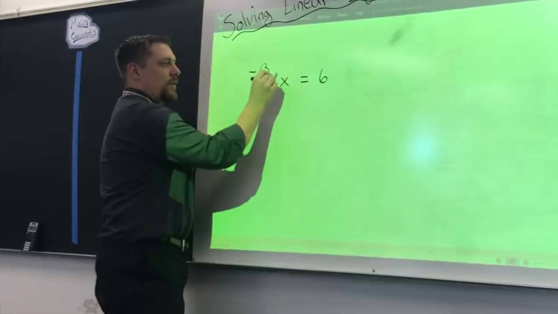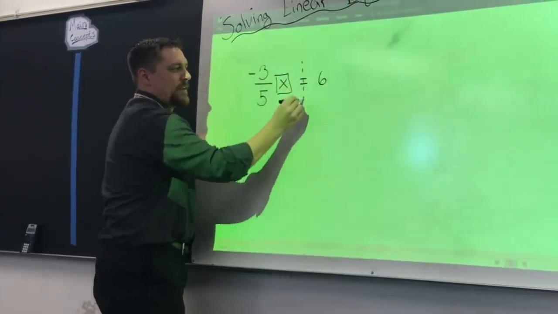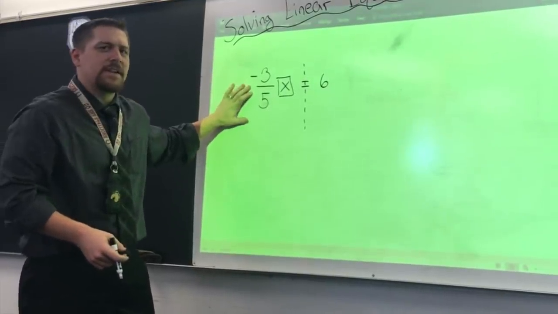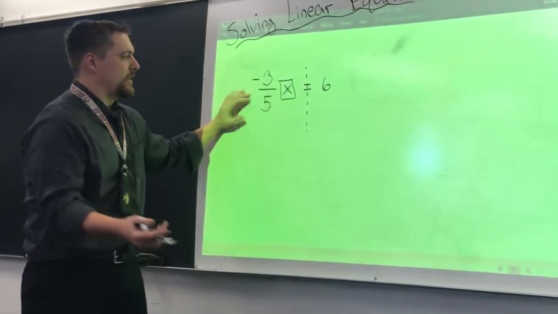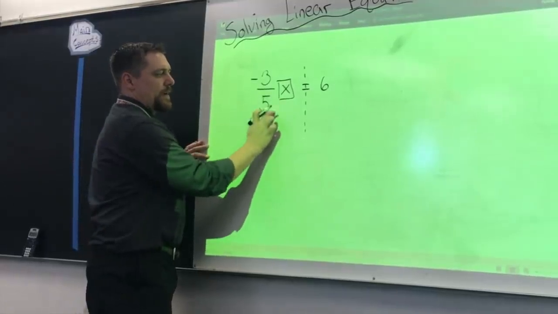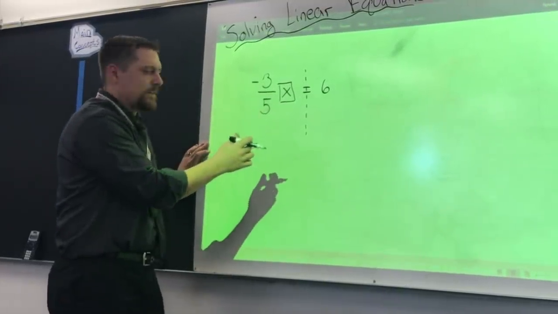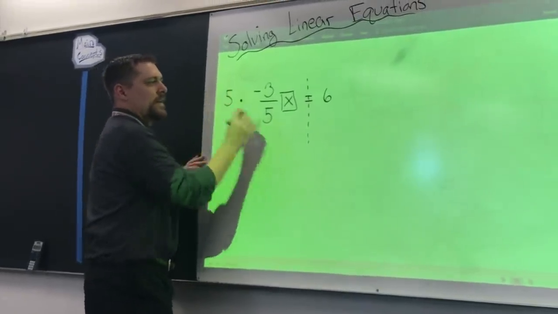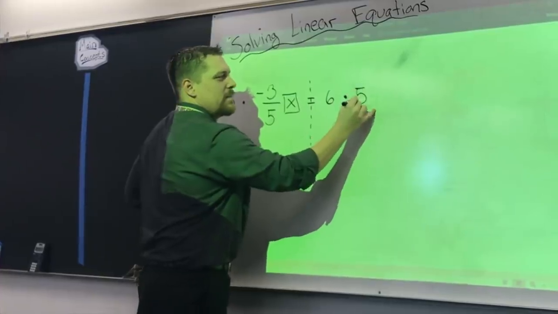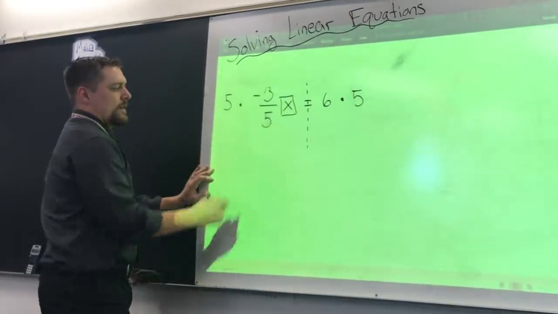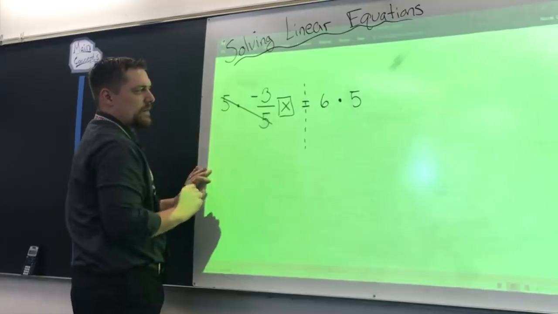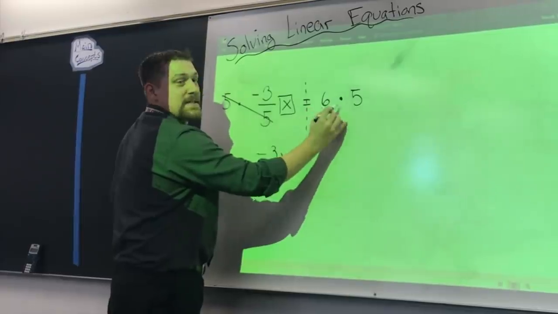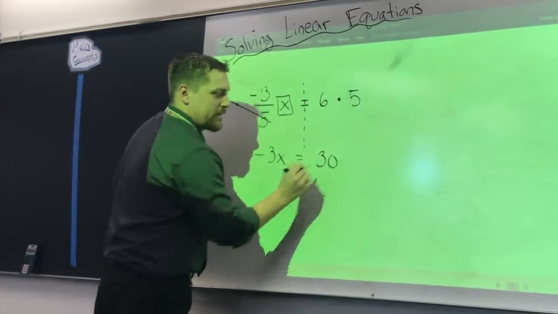So once again, our goal is to isolate the x. So over here, you have division and multiplication, not just a fraction. So when we are dividing by 5, the opposite of dividing by 5, that's right, multiplying by 5. So we're going to multiply by 5. And what we do to one side, we do to the other. Now, the 5's cancel out, leaving you with negative 3x equals 6 times 5, 30.